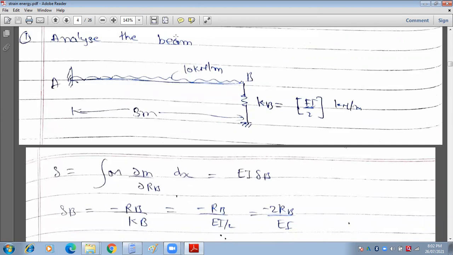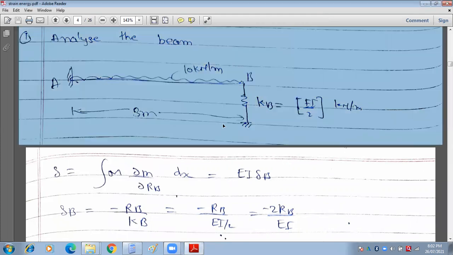Now if you see here, this is a propped cantilever beam that carries a UDL of 10 kN per meter run, having a span of 3 meter, and it carries a spring having the stiffness kb equal to EI upon 2 kilonewton per meter. And as we know that deflection is nothing but the integration of M dM upon dR dx, and this term must be equated with what? EI delta b, and here this is nothing but the deflection of the spring.